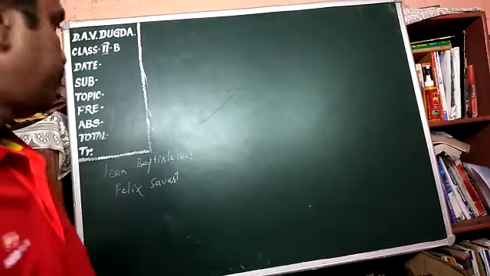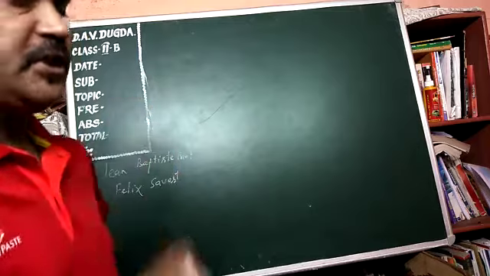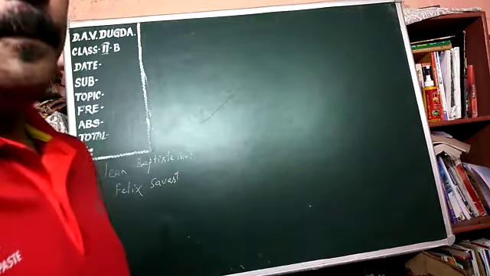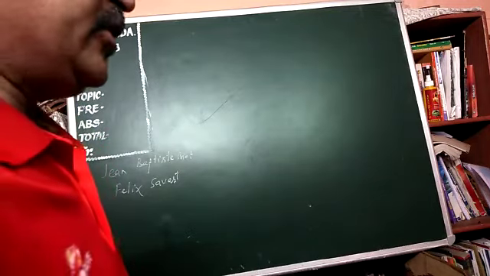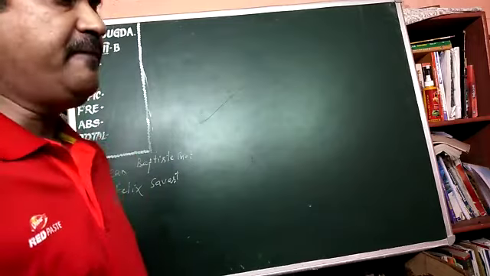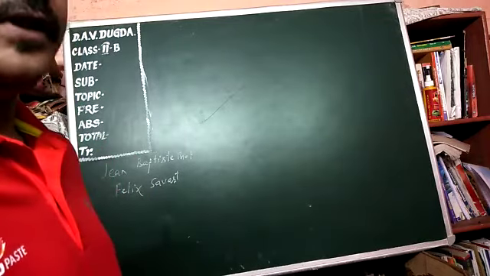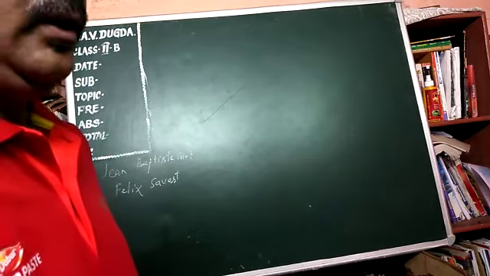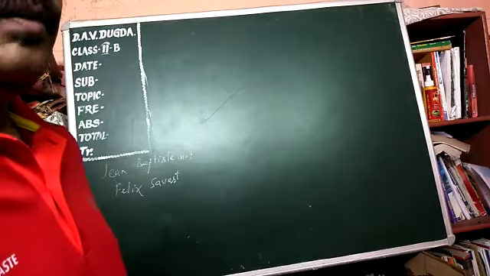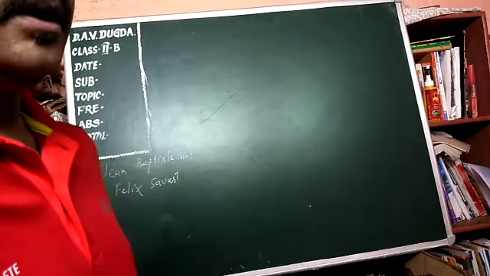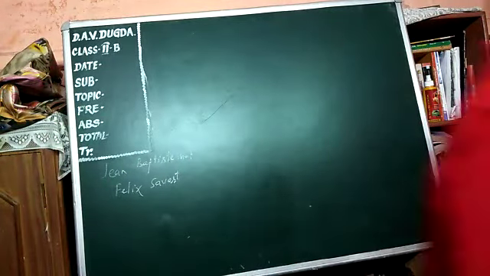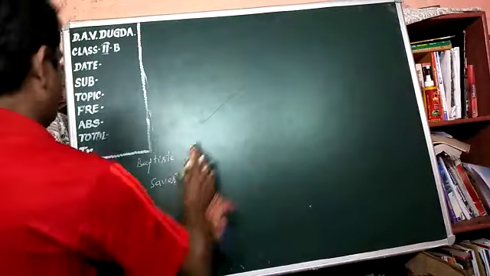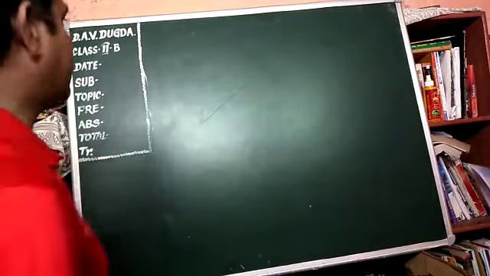Now, two French physicists, Jean-Baptiste Biot and Félix Savart, later quantified how much magnetic field will be produced by a wire. And we call it Biot-Savart's law.